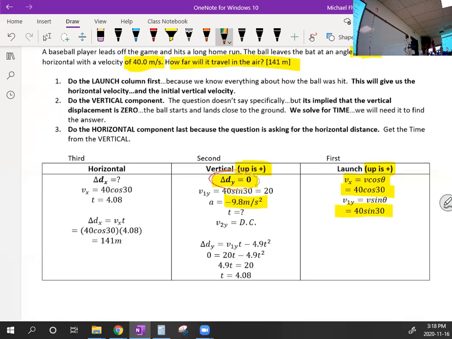All right, we're trying to find the time in the vertical component, and we don't care what v2y is. Don't assume v2y is ever 0, okay? So here's the deal. We go ahead and use equation number 3 from the uniform accelerated motion equations. Okay, we're solving it for time, which is the thing that links my 2 components. You don't need to use the quadratic formula when displacement is 0 because you can cancel out a t. Okay, and you end up with 4.9t equals 20, times 4.08 seconds.